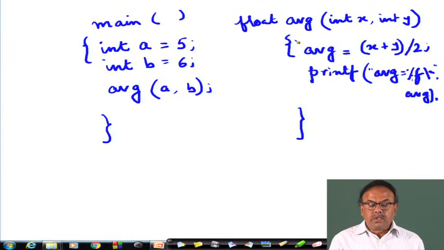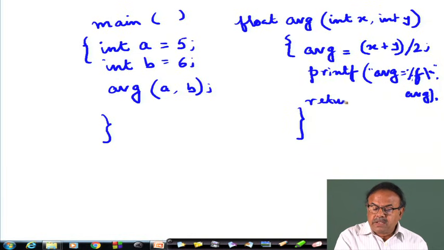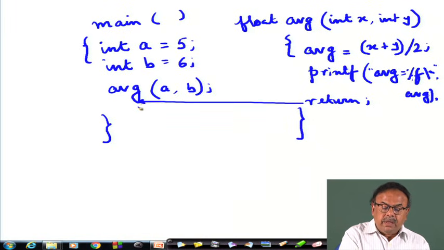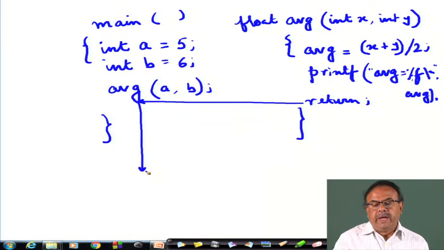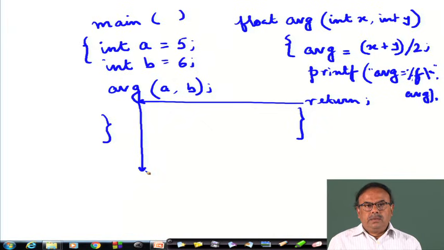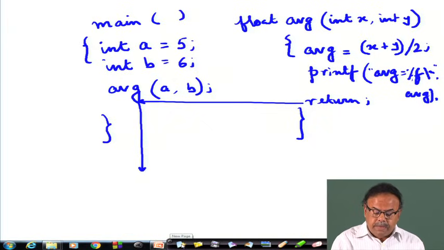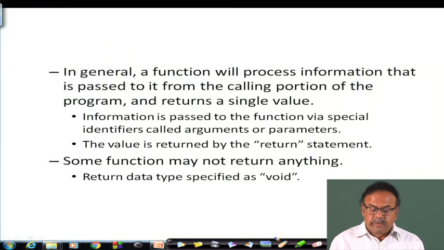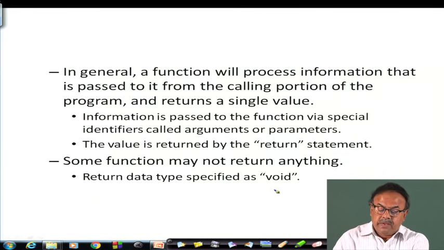So, this is also possible. Here you can see that I do not need to write a return, but there is no harm if I write just simply return. That is a good practice. That means my control will come back here, and that is the last statement, that will be the end. Okay, so let us move forward. Some function may not return anything, the return type is specified as void.